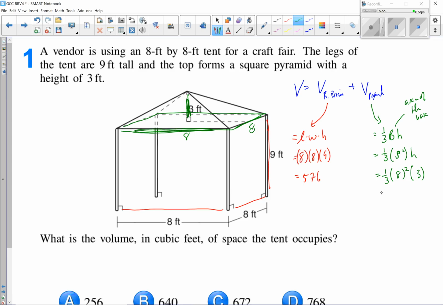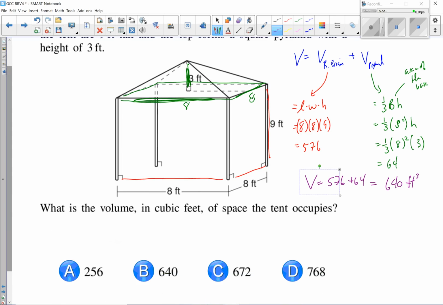All right, let's multiply that together. I would make my life easier: 1/3 times 3 is just 1. So really, this just becomes 8 squared, which is just 64. Once again, to find the actual volume of this entire thing, I can add the volumes of those two things together, and that's going to get me the total volume, which in this case would be 640 feet cubed, because we were dealing with units of measure for a volume. So it's cubic units. That gives me an answer choice of B.